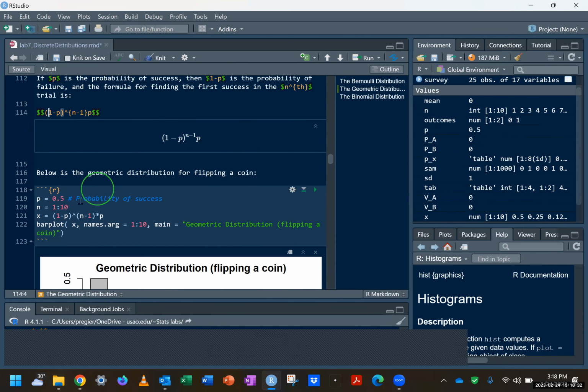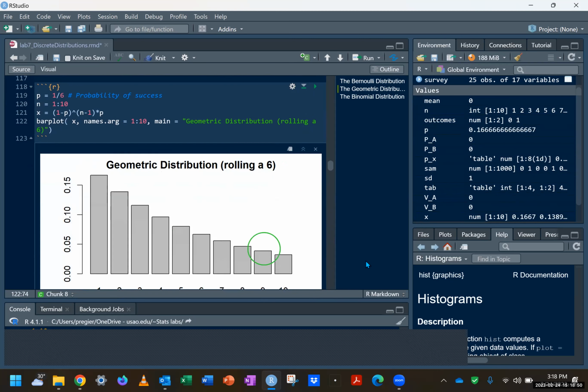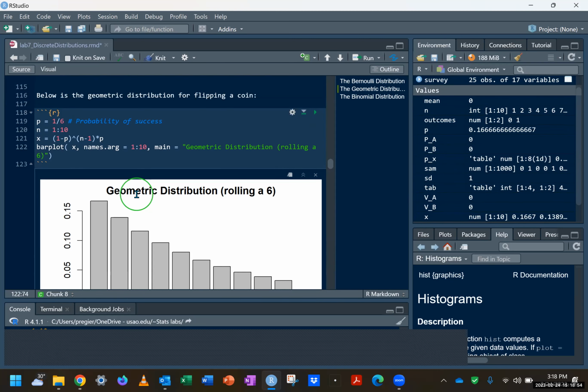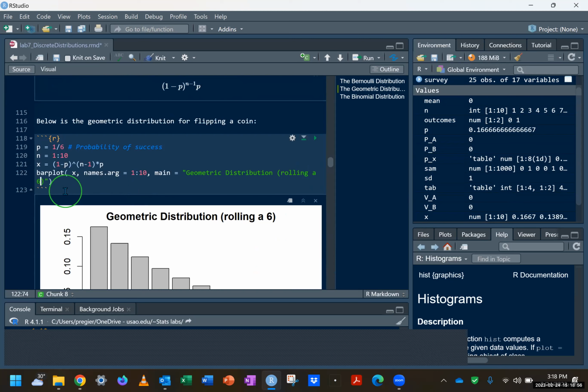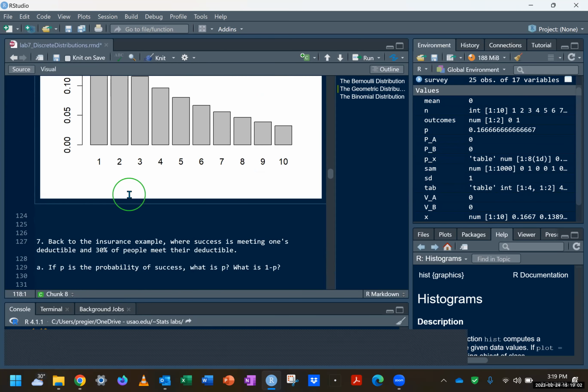But I could modify this formula and do the situation we just did, 1 out of 6. If that's my probability of success, I could say rolling a 6, see if that looks any different. Notice it's a little flatter. Probability of rolling a 6. They don't change as much. So these are examples of geometric distributions. So I'm going to copy that. I think we're going to use that. And let's look at this.